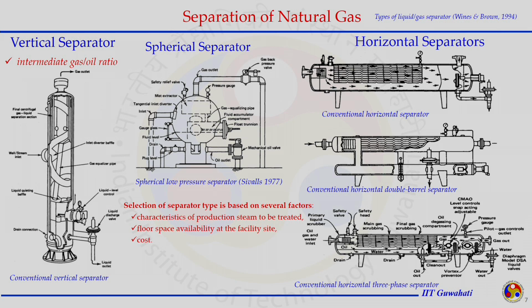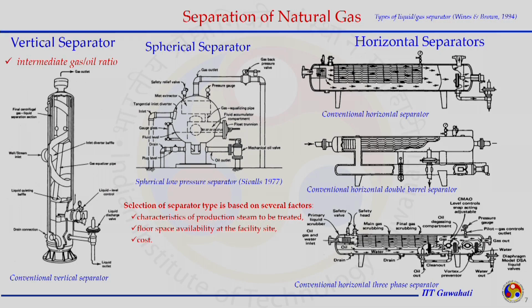Now, the types of separators available. There are vertical separators. Vertical separators are mostly used when the gas-oil ratio is in the intermediate region, and when we have a high GOR, we should go with the horizontal separator.